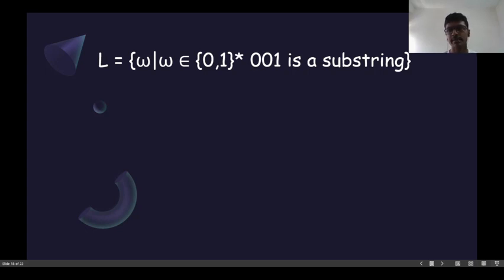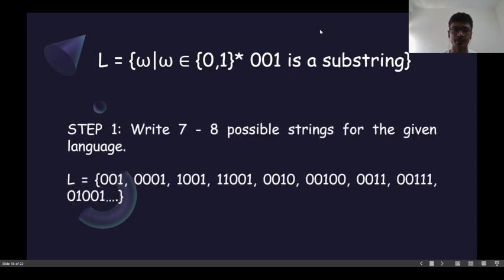Kleene closure operator means it even has the null value inside it, that is epsilon. And they have given a condition that 001 is a substring. Whatever string we derive, it should compulsorily contain 001 in it. So let's write 7 to 8 possible strings for the given language. The first thing will be the substring itself, because as it's a Kleene closure operator, the null value, epsilon, becomes the first thing. So null along with 001 is nothing but 001 itself. So 001 becomes the first possible string, and this is the minimum length string also.